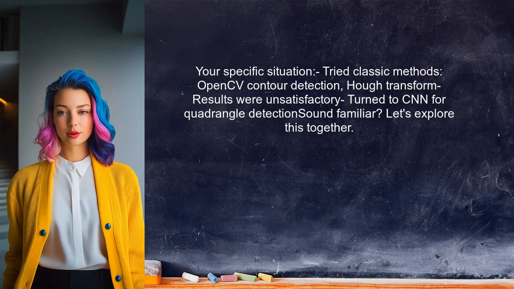Let's take a closer look at your specific situation. You mentioned trying classic methods like OpenCV, contour detection, and Hough transform, but they just didn't work for your images. You then turned to convolutional neural networks, but you're still seeking a robust solution for quadrangle detection. Sound familiar? Let's explore this together.